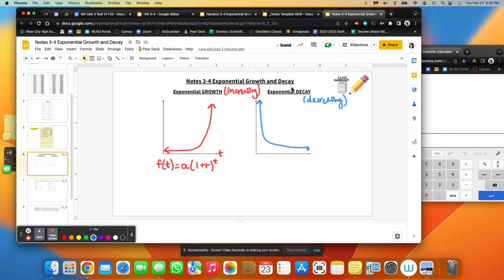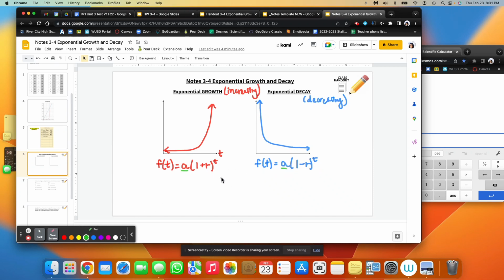Okay, and the formula for exponential decay is going to look very similar. It's going to be f of t, which again is just function notation. It's the same thing as y equals a times (1, and since we're decreasing, we're going to do minus r) to the t power.